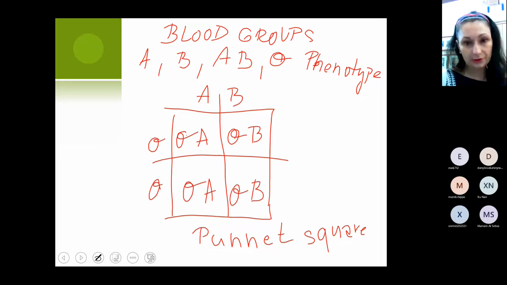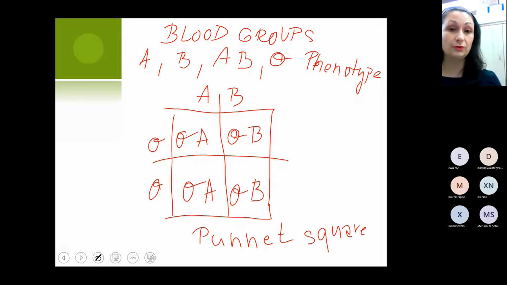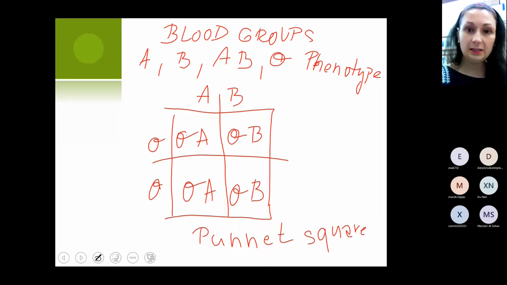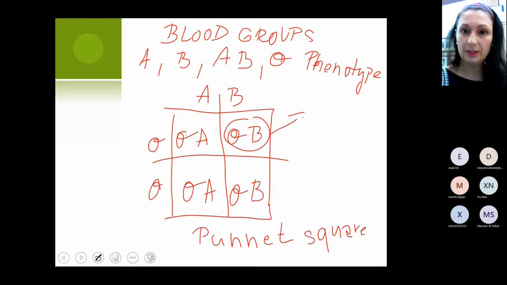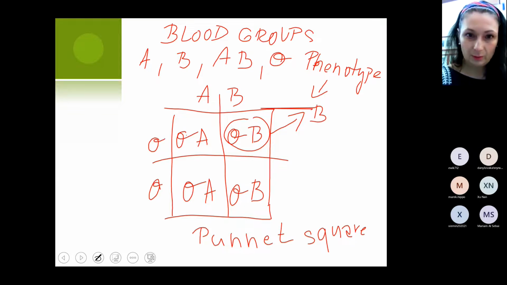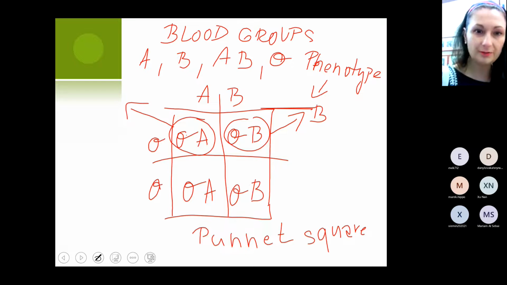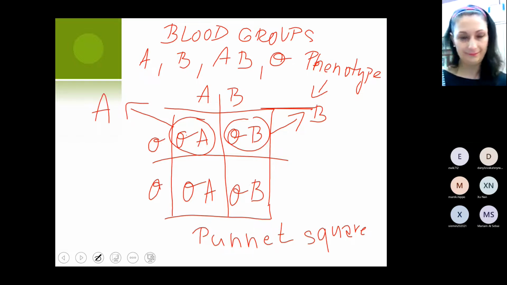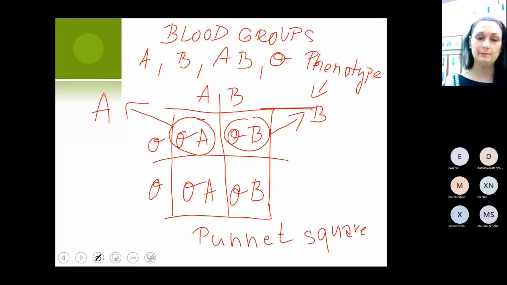From these parents, all of the children will be heterozygotes, which means that they have two different alleles: an allele for 0 and an allele for B, or an allele for A. Because of the combination and contrast between recessivity and dominance of every allele, this combination will be phenotype B, and the same way this one will be phenotype A. There is no other option. Is it clear?